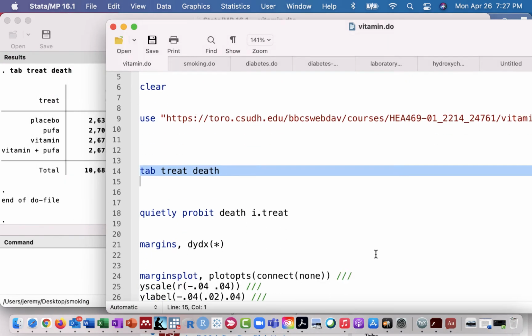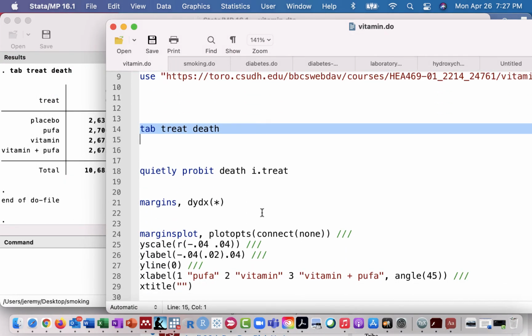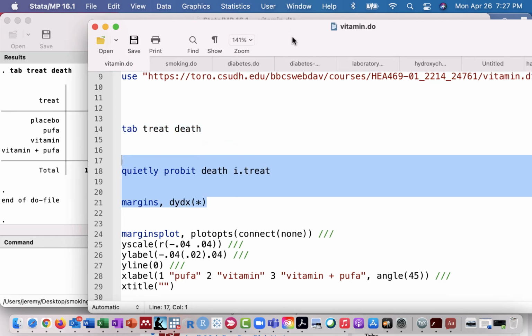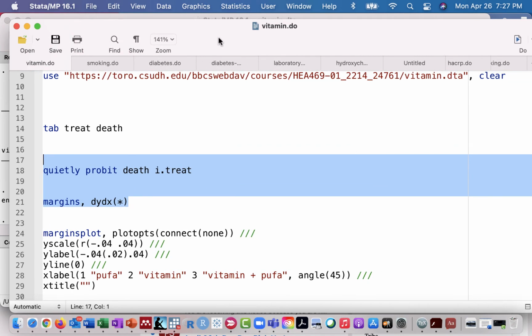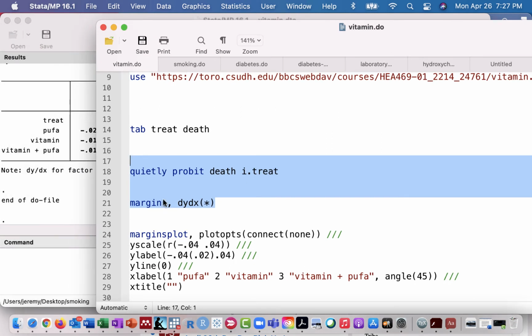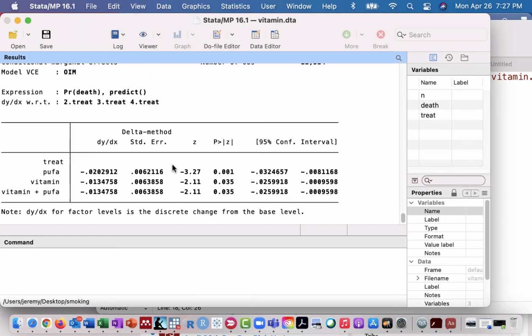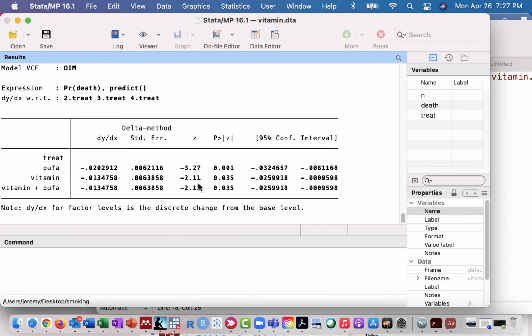So now what we have to do is look at whether or not the PUFA, vitamin, and vitamin plus PUFA save lives, basically. Decrease death, save lives. Decrease mortality, save lives. We don't care what the function is. We just need what's called a model of the data, and then we look at the margins and evaluate that. Okay, so let's look at the margins.